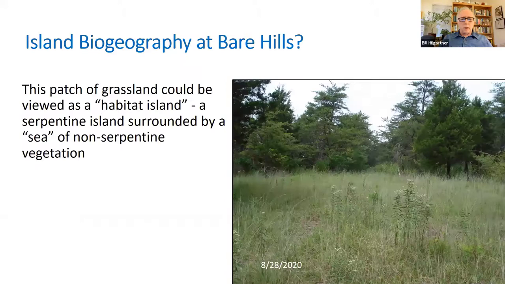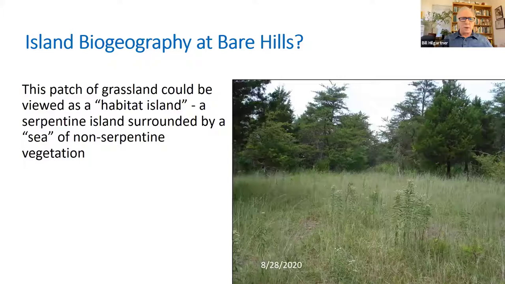Also, as I began to study this, I began to view this little grassland as a habitat island, like a serpentine island surrounded by a sea of non-serpentine vegetation. It clearly was this little knoll with these unusual grasses and plants and pines, and then surrounded by a normal Piedmont forest of oaks and tulip tree and so forth.